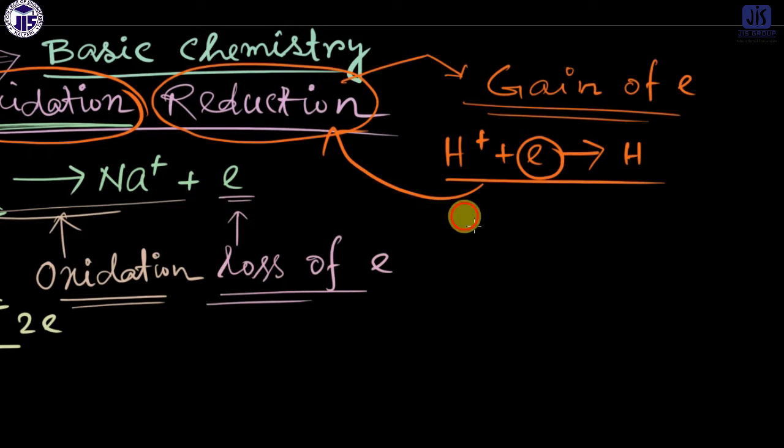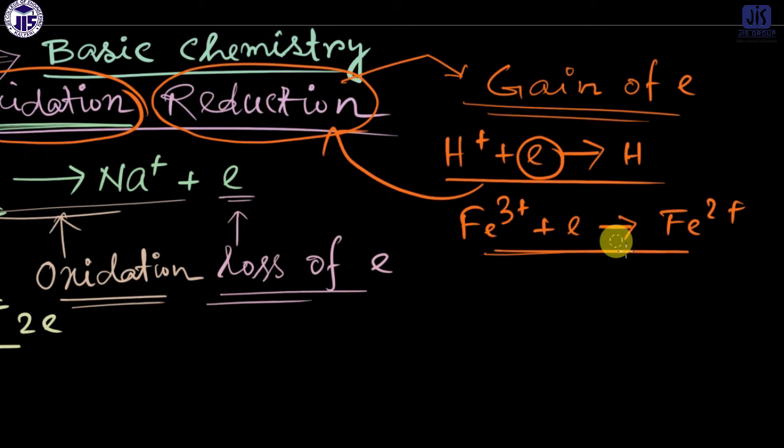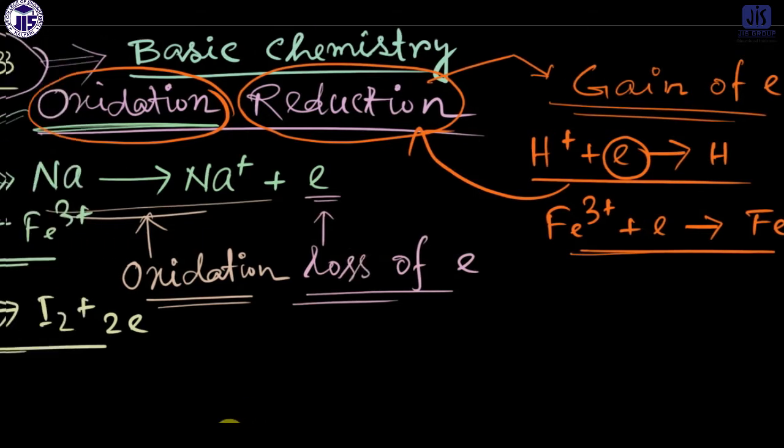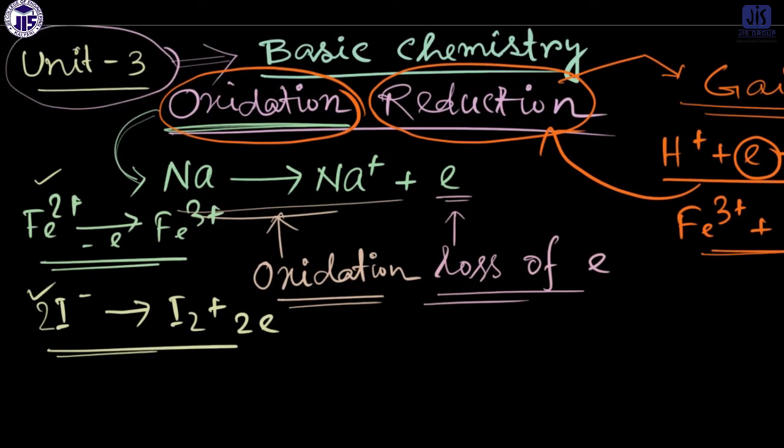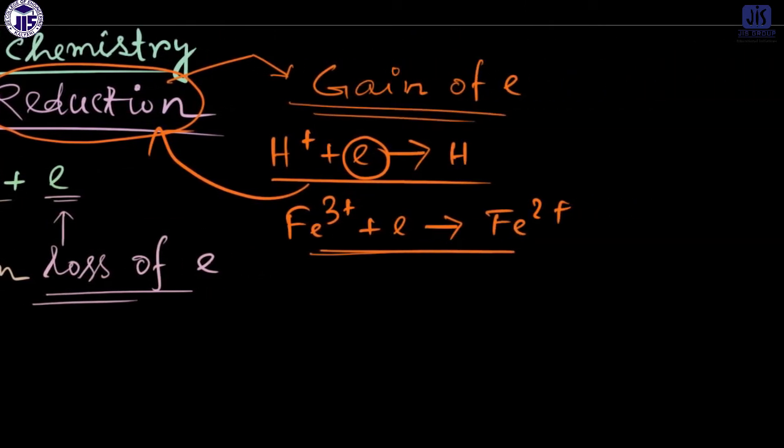Like if you take the example of cations, Fe3 plus plus e is converted to Fe2 plus. It is also an example of reduction. Wherever there is such gaining of electrons, it is called reduction. So finally, oxidation is the loss of electrons, and reduction is the gain of electrons.